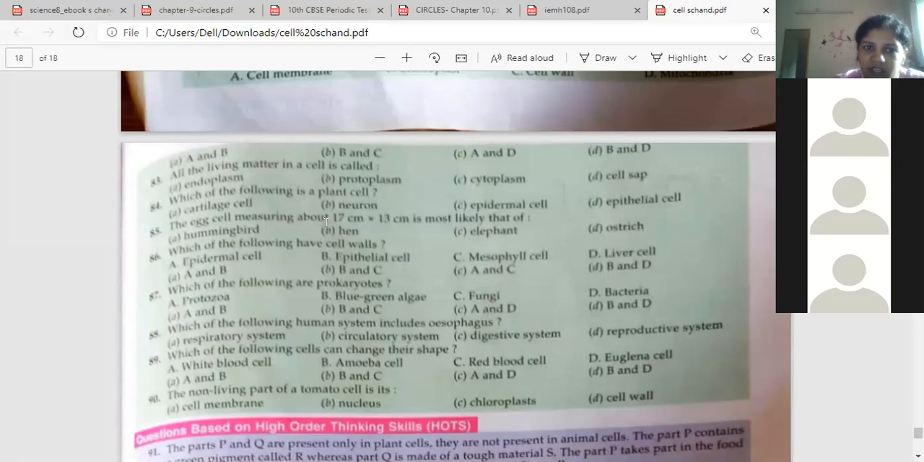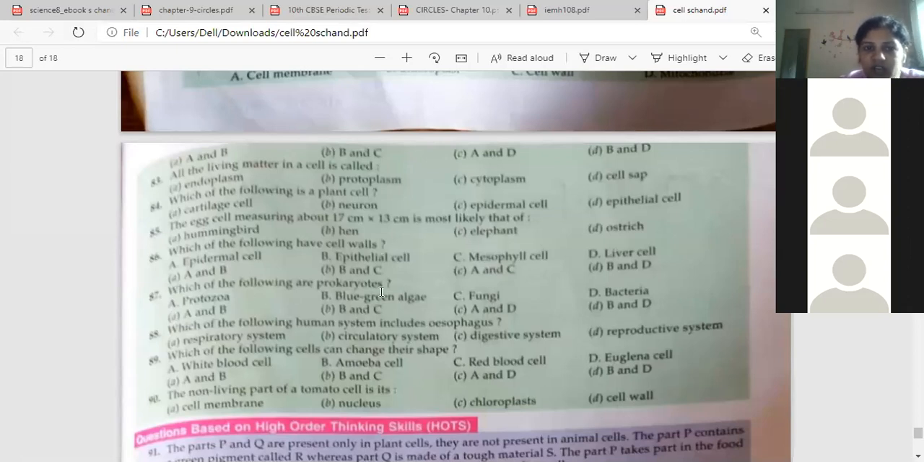The egg cell measuring about 17 to 13 centimeters is most likely that of an Ostrich. Which of the following have cell walls? Cell walls are present only in plant cells. Epithelial cell, as I just told you, is an animal cell. Epidermal is a plant cell, and mesophyll cells are also found in plants. They have cell walls. So A and C is the option.